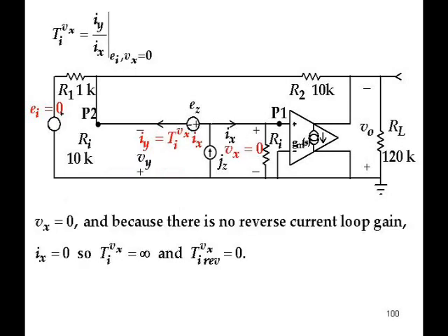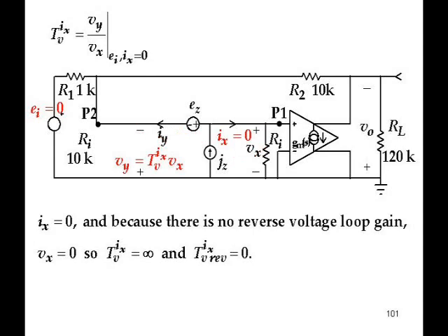Now, what about the interaction term? We have to find TI with VX null. So that is a double injection condition with EZ and JZ again. If VX is null, IX is going to be 0 as well, because there is no reverse transmission through the op amp according to this model. If you represent it with a two-port network, there is no reverse dependent generator in this model. So IX is 0, and IY is not 0, so TI with VX null is infinite.